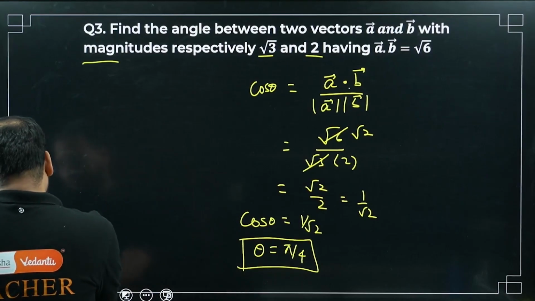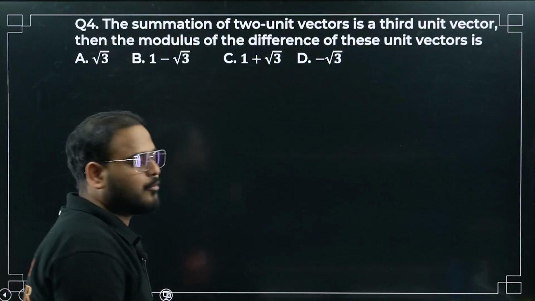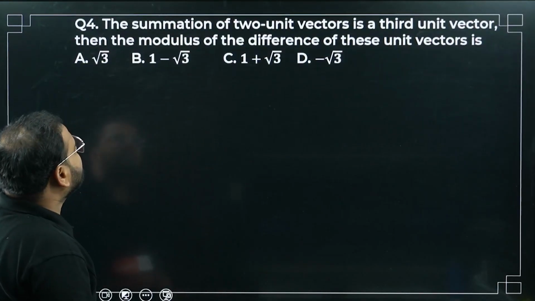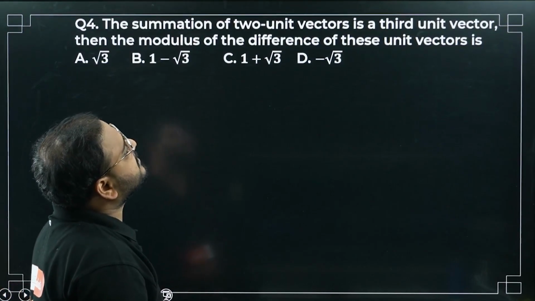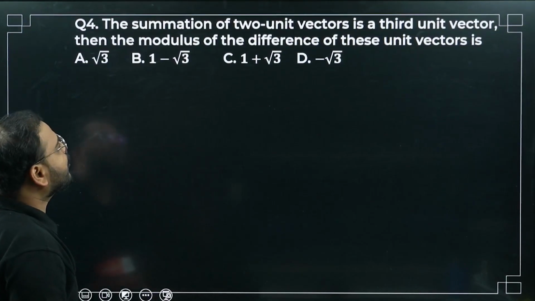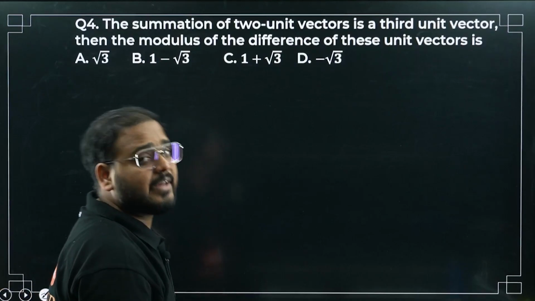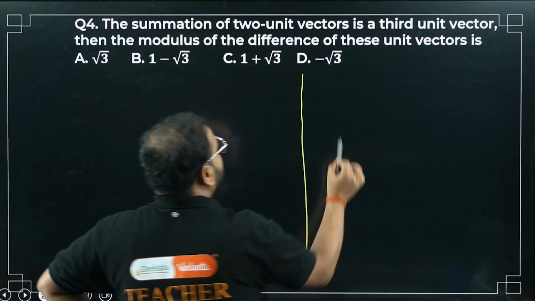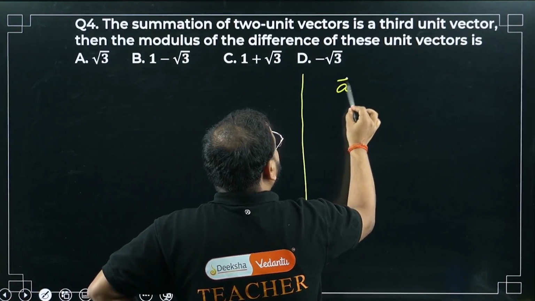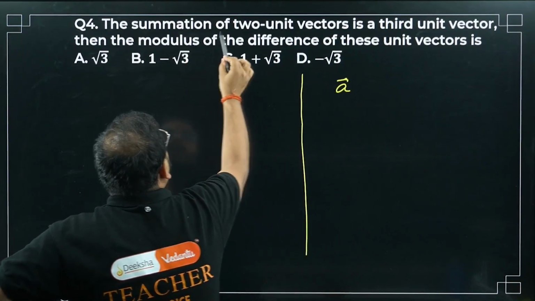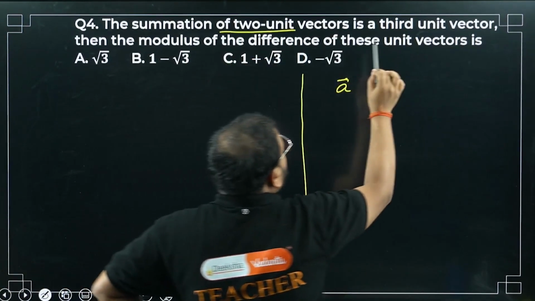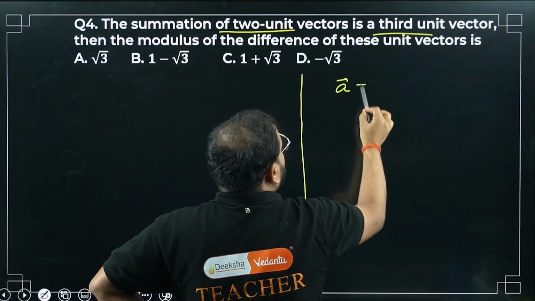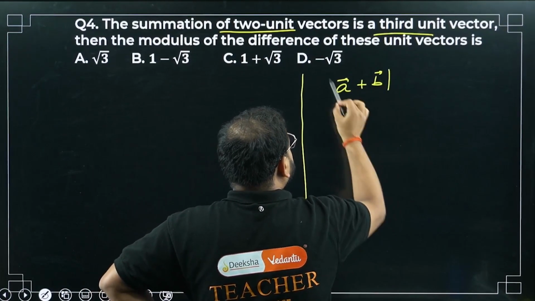Moving on to question number 4. Chaliye. The summation of two unit vectors is a third unit vector. Then the modulus of the difference of these unit vectors is. Great. Check here. They have given vector A and vector B are unit vectors and vector C is also a unit vector. I'm taking it like this. Please check.